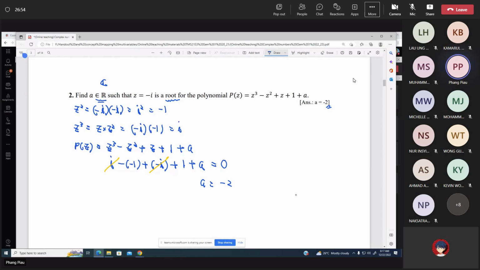I just repeat again: this polynomial can be in terms of complex number. It's not necessary in real numbers. That's all this example serves for. Is that okay? Any question?